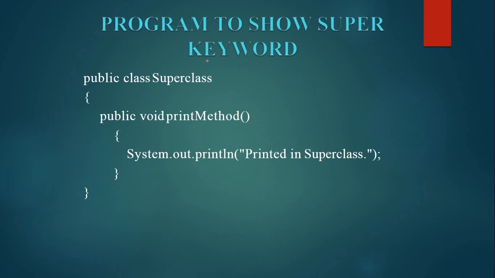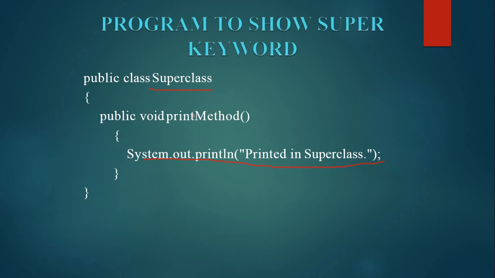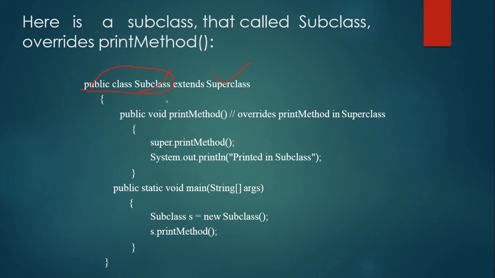So in this program we will use the super keyword. Here we have a public class Superclass. Here our print method is there, and in it we have printed "printed in superclass". That is the superclass. Now we have another class, the subclass, which extends the superclass. So here we write subclass extends superclass. This subclass can directly use this method in its body. In the subclass we have a print method again, so that print method is overriding this print method.